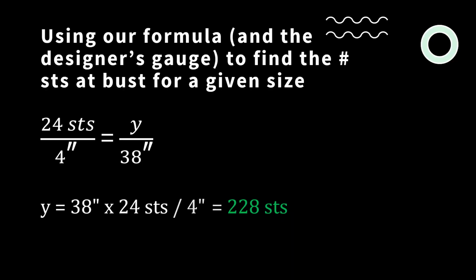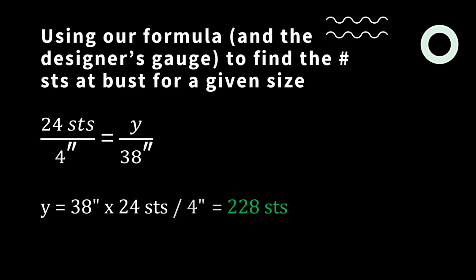And to actually take that equation and solve for Y, what we're going to do is Y equals 38 inches times 24 stitches, because we're moving on the diagonal, so we're multiplying, and then dividing that by 4 inches. Moving down over the vertical line, we divide. 38 times 24 divided by 4 equals 228, and that gives us the number of stitches, or close enough. And the reason that I say close enough is because this becomes a little bit more complicated if you're not dealing with totally round numbers. So, example number 1 for size 1, pretty straightforward.